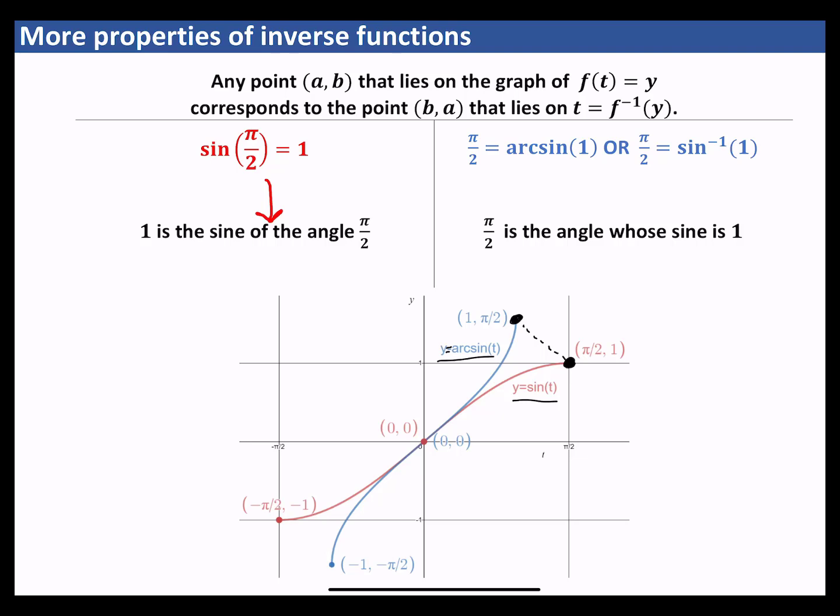Or switching perspective, we can also say that pi over 2 equals the arcsine of 1, or pi over 2 equals the inverse sine of 1, both of which mean that pi over 2 is the angle whose sine value is 1. Later, we'll practice evaluating the arcsine function, always keeping in mind that the arcsine function is defined in relation to the restricted domain, negative pi over 2 to pi over 2 inclusive, of the sine function.